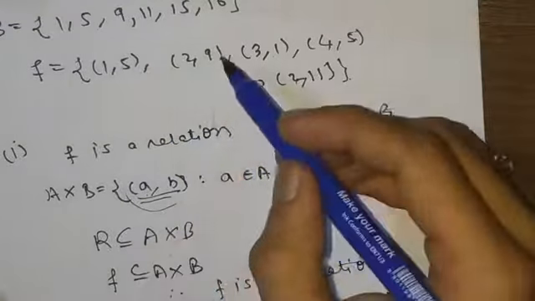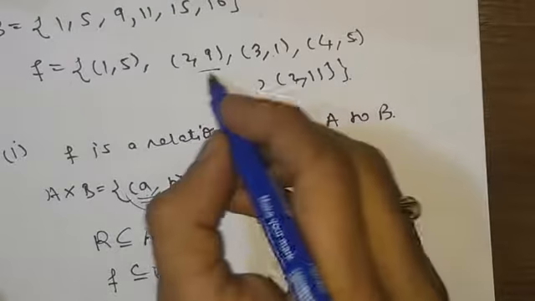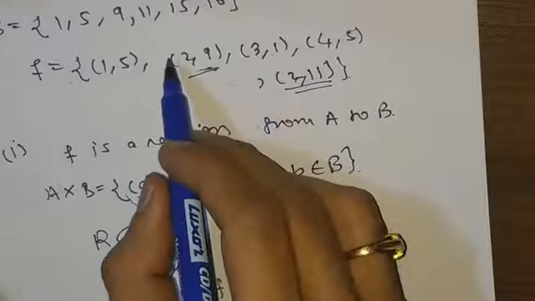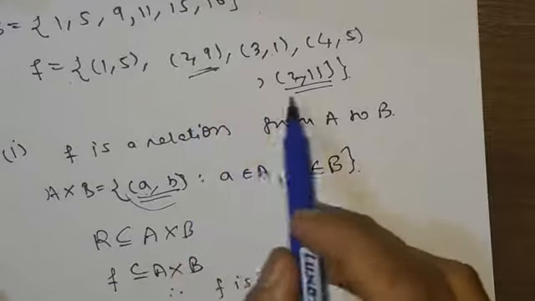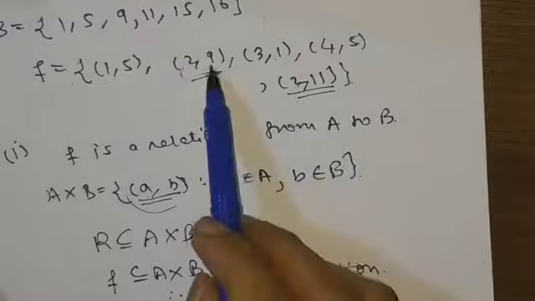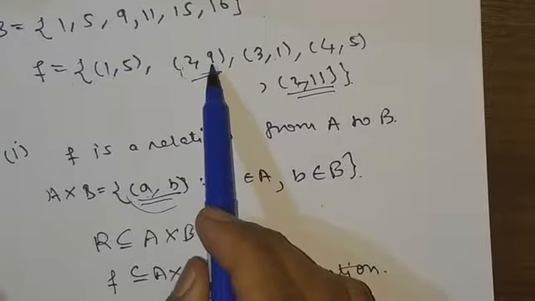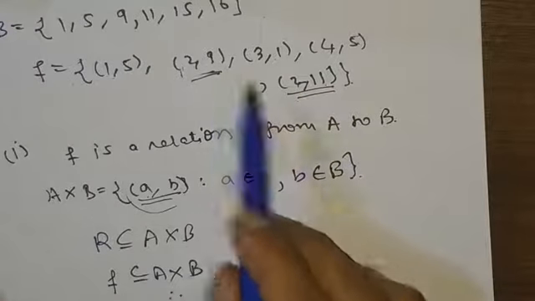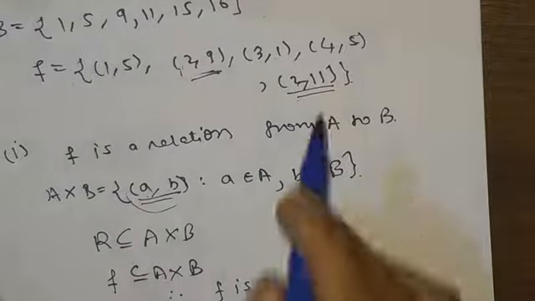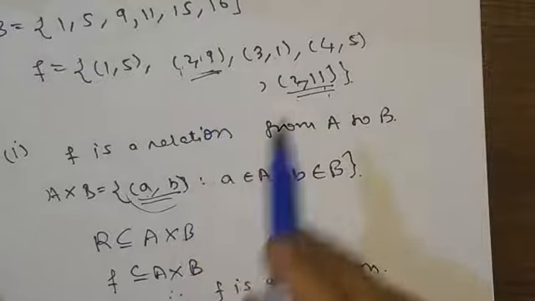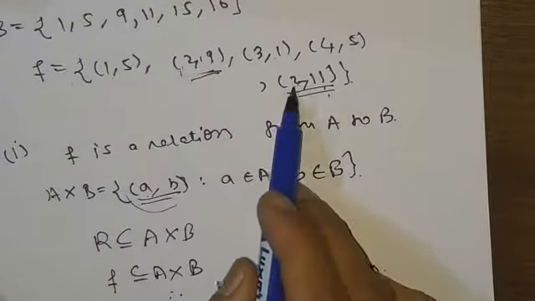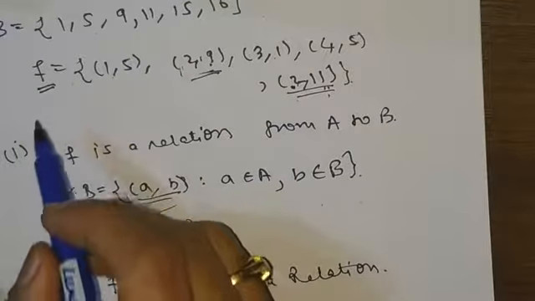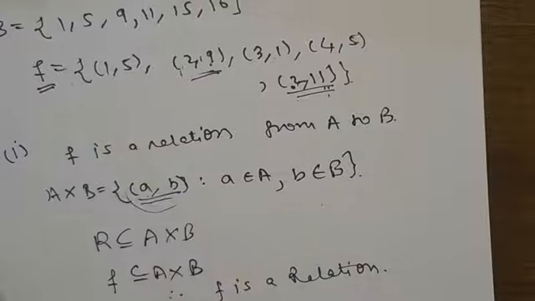So (2, 9) and (2, 11) have the same first element. Both are different ordered pairs having the same first element, right? But the second elements are different, 9 and 11. They are not equal. So these two ordered pairs have the same first element but different second elements. So this relation F doesn't become a function.